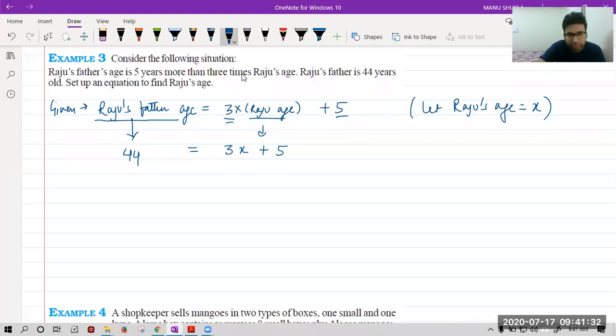Yes beta, you all are correct. Ashmit correct. Ekta correct. Ekta, you have taken y as variable. It's okay. You can take any variable. Rishi correct. Sanvi correct. Karnik correct.